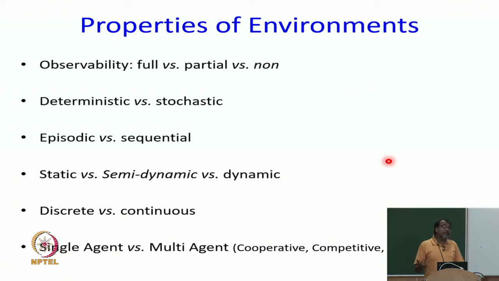A static environment is when until the agent makes a change, nothing changes. 15 puzzle. 15 puzzle is a static environment. The puzzle pieces do not move until the agent tries to move them.